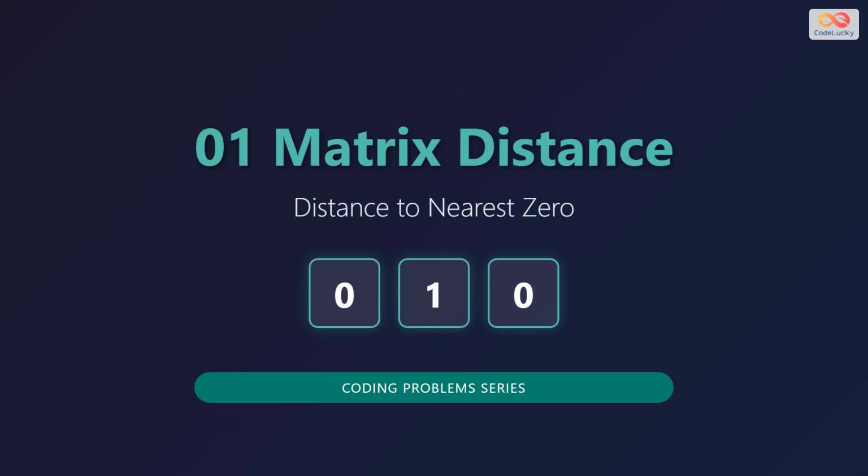Hello everyone. In this video, we are going to solve the 0-1 matrix distance problem. This is a very popular coding interview question often found on LeetCode. It involves finding the shortest path in a grid.